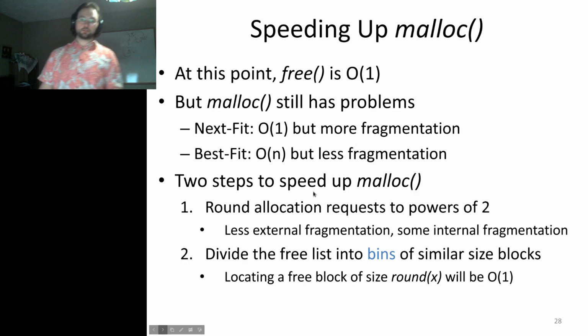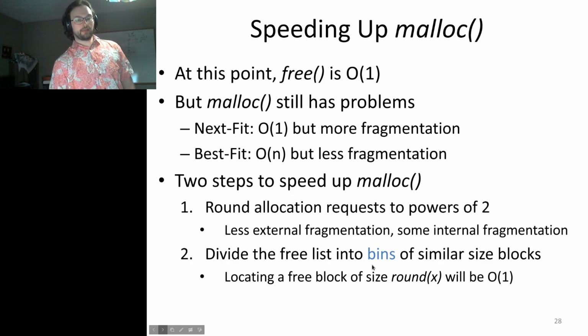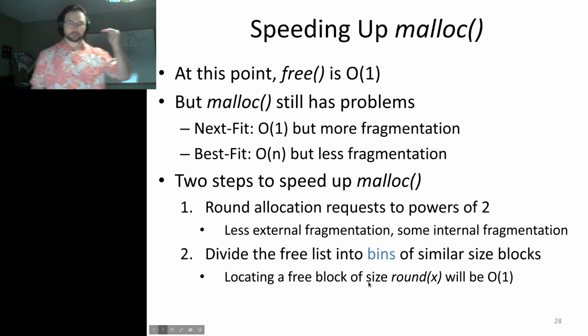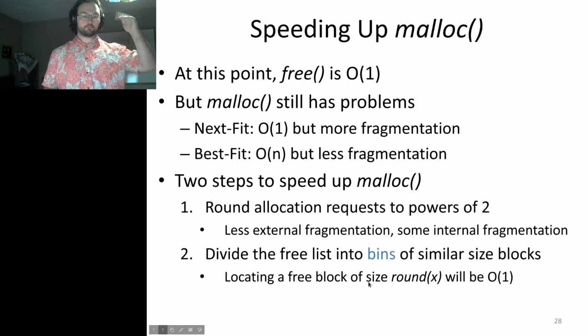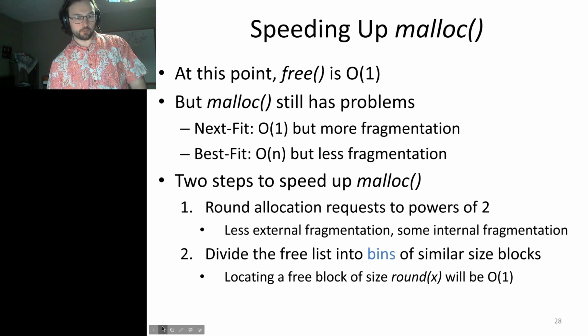So what we'd like to try to do is we're going to divide the free list into bins of similar size blocks, and reasonable similar size blocks are going to be powers of 2. And if we have bins of similar size blocks, then we can round the size of requests up to the size of the next bin that we have available, and we can do an allocation out of that bin in constant time. This works great until the bin's empty, and then things get a little bit complicated.